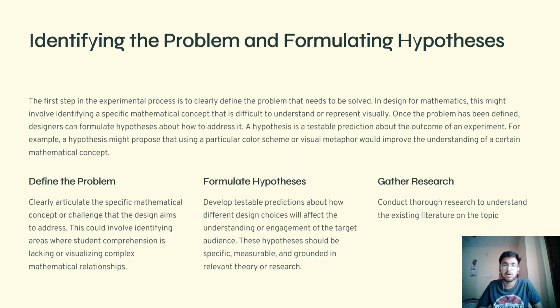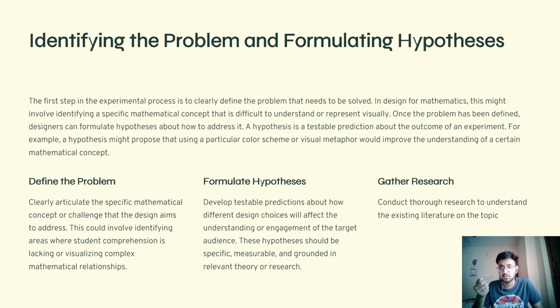Next, we have to identify the problem and formulate the hypothesis. The first step of experimentation is to clearly define the problem that needs to be solved in design for mathematics. This might involve identifying a specific mathematical concept that is difficult to understand or represent visually. Once the problem has been defined, designers can formulate hypotheses about how to address it. A hypothesis is a testable prediction about the outcome of an experiment. For example, a hypothesis might propose that using a particular color scheme or visual metaphor would improve the understanding of a certain mathematical concept.